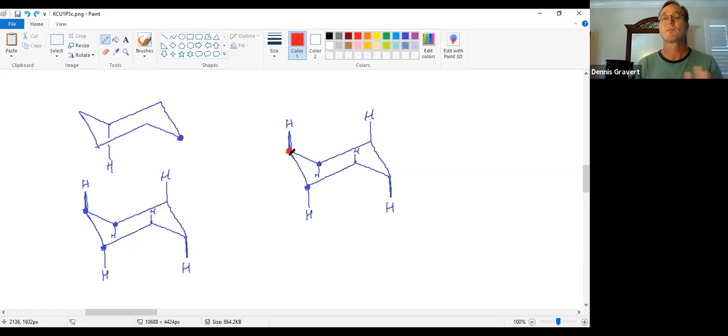So for equatorial bonds, they point away from the ring, from the chair. Point, not paint.